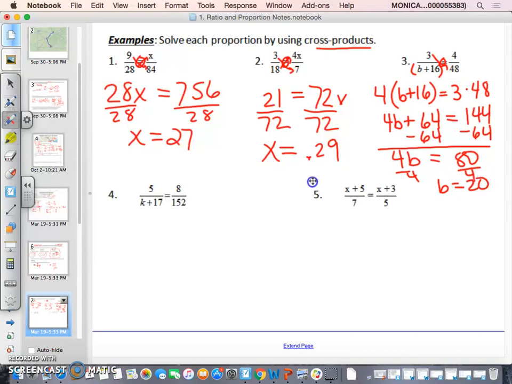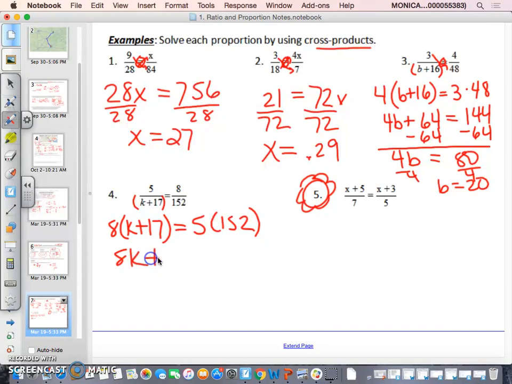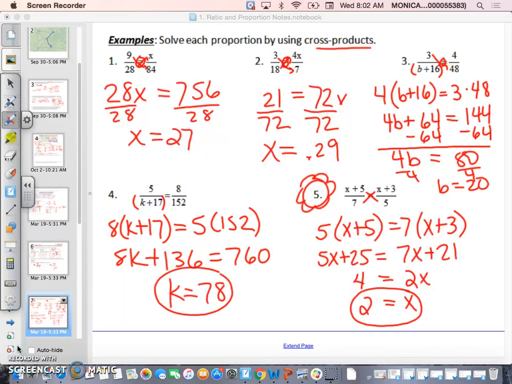We'll do another one together, and this one you're going to try on your own. So let's go ahead and look at here. We're going to put this in parentheses, and you get 8 times k plus 17, and 5 times 152. So this is 8k plus 136 equals 760. So go ahead and finish both, and I'll come back with the answers to numbers 4 and 5.